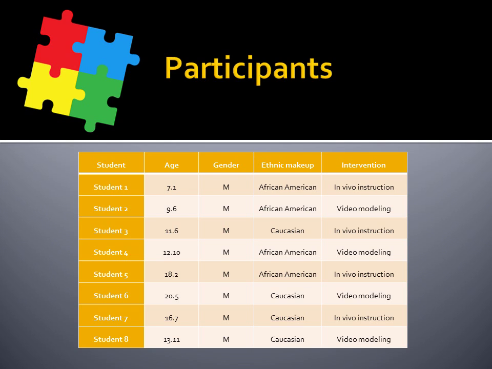And student 1 and 2 were a pair, 3 and 4 were a pair, 5 and 6 were a pair, and 7 and 8 were a pair. So when I looked at them, I really compared the pairs against each other because they were trying to learn the same skill. So student 1 and student 2 both learned how to fold laundry, and so I compared them against each other.